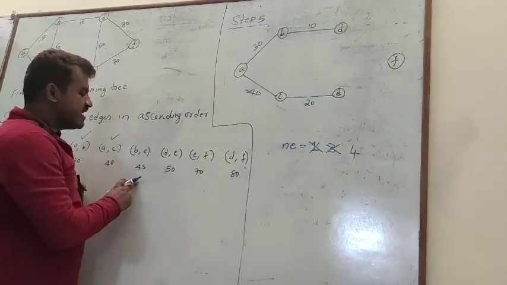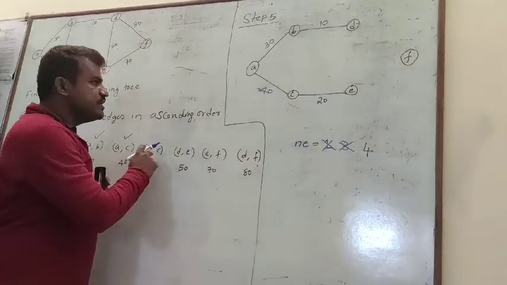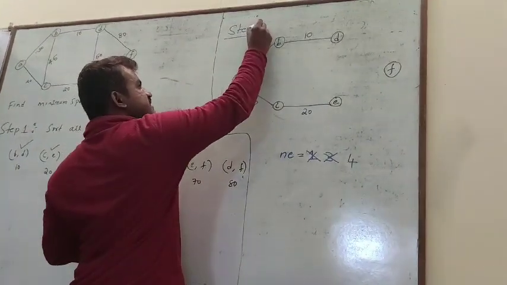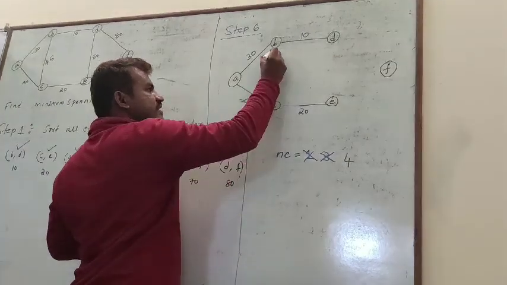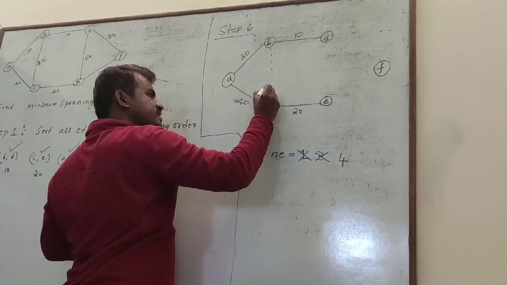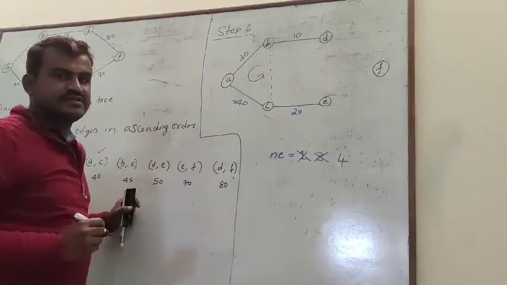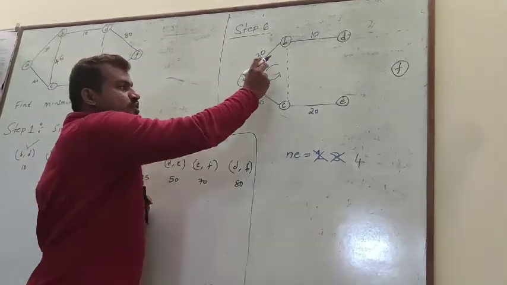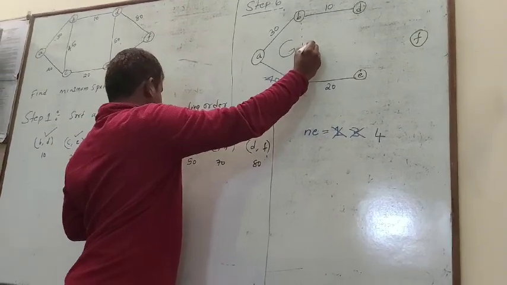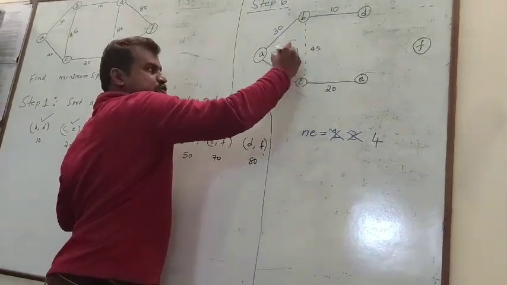Again, what is the next minimum edge? It is B to C. Now it is a problem. In step 6, if you connect B to C, what will happen? It becomes cyclic. In step 6, you have to show that if you connect B to C, whose value is 45, it forms a cyclic. You have to show an arrow mark like this.